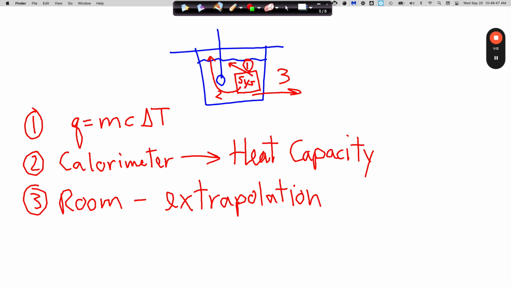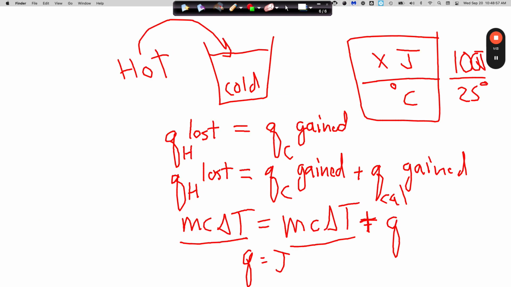So guys, number 3 is how do we account for the energy that goes into the room? So guys, let's go forward. New screen. This is number 3. How do we account for the energy that is lost to the room? You ready? This is really good. So draw yourself another calorimeter.